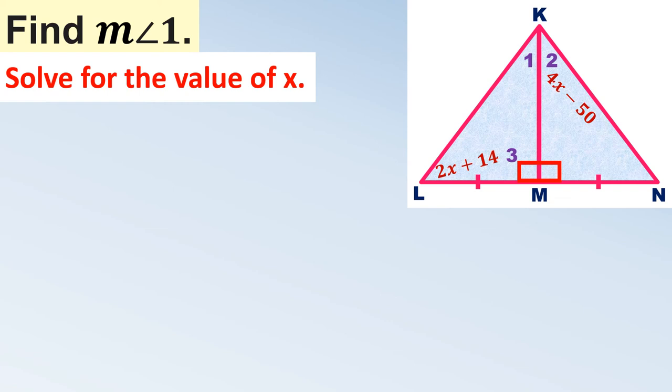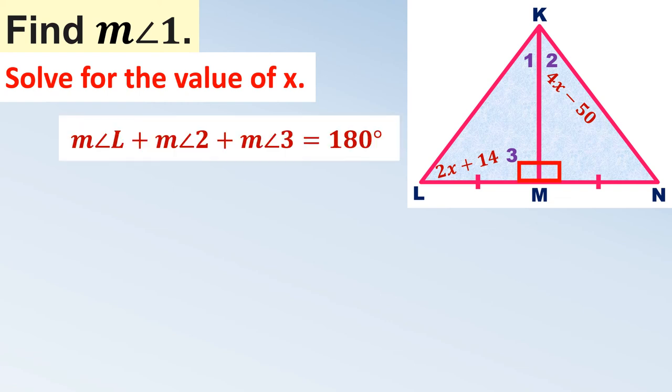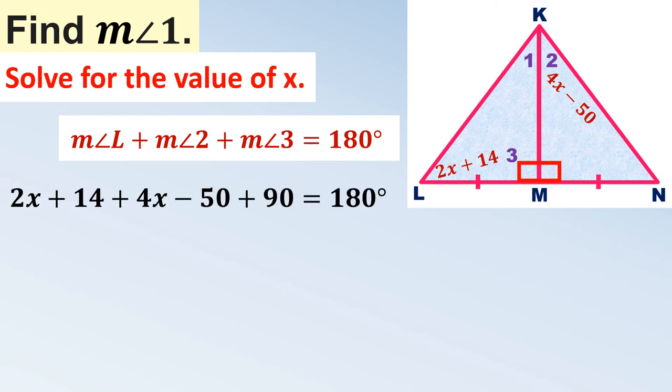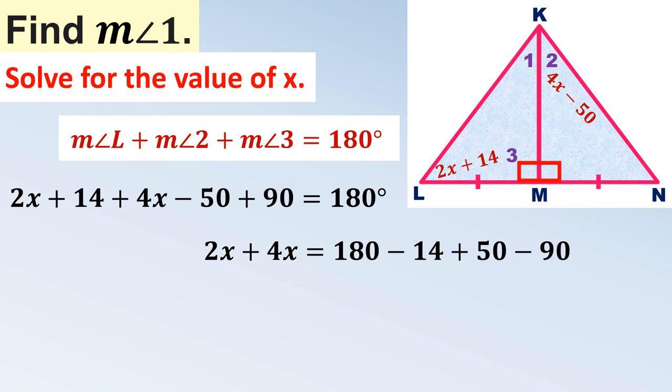We can now solve for the value of x. Through substitution, we will be having 2x plus 14 plus 4x minus 50 plus 90 is equal to 180 degrees. Okay, combine like terms. And by applying some properties, so we have 2x plus 4x is equal to 180 minus 14 plus 50 minus 90. Simplify further, so 6x is equal to 126. And by division property of equality, we divide both sides by 6, so the value of x is 21.